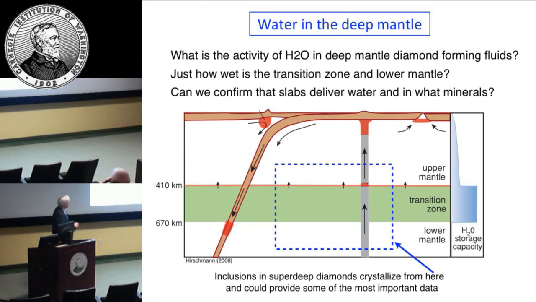So we'd want to know what the activity of water in the deep mantle, in the diamond-forming fluids, might be. If they're coming from carbonatitic-type material, is the activity really low? Can we in the end back out what the wetness of the transition zone is? And more importantly, can we confirm that slabs deliver water, and in what minerals? Are they in the minerals that we think?